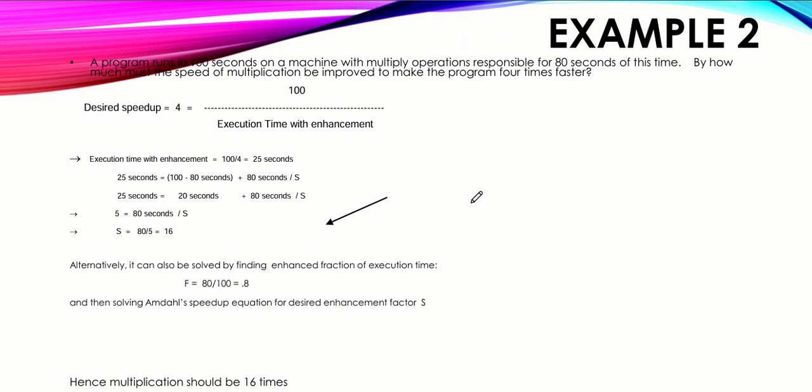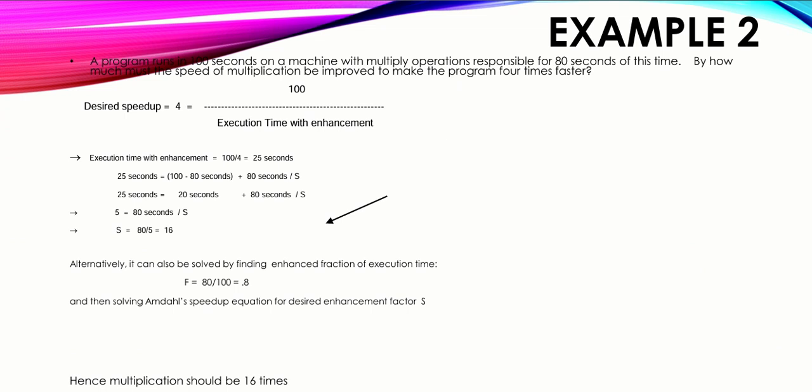Now, one last example before we move on. It says a program runs in 100 seconds on a machine with multiply operations responsible for 80% of this time. By how much must the speed of the machine be improved to make the program 4 times faster? So you have a machine that runs a total of 100 seconds, and 80 seconds is used for multiplication.